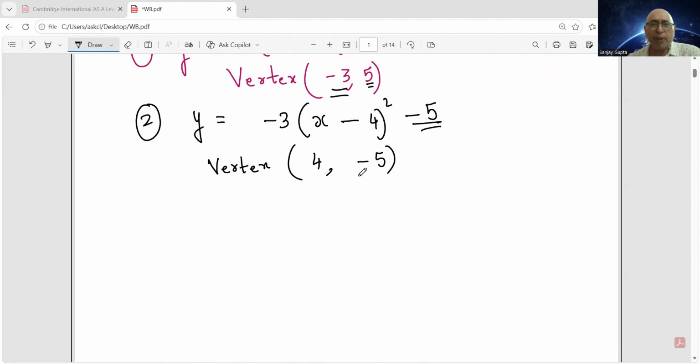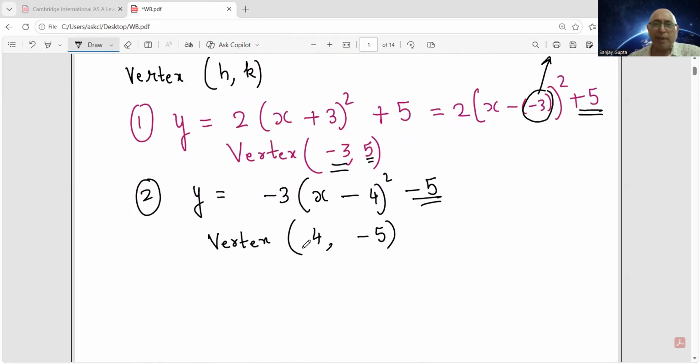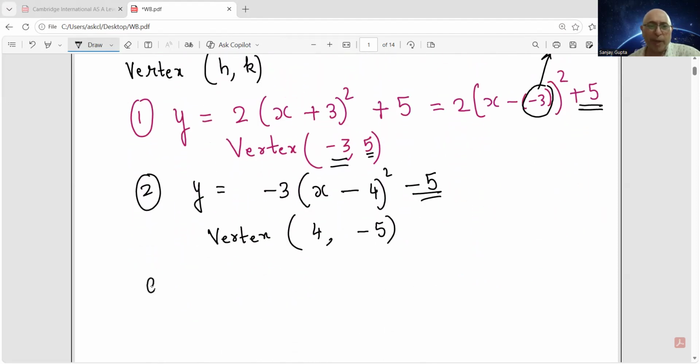Now, what is the role of this plus 3 or plus 2 or minus 3? Let's look at that also. Whenever a is positive, that means whenever we have something like 2 times (x plus 3) whole square plus 5, this is the first one I used. Here a is 2. It is positive.